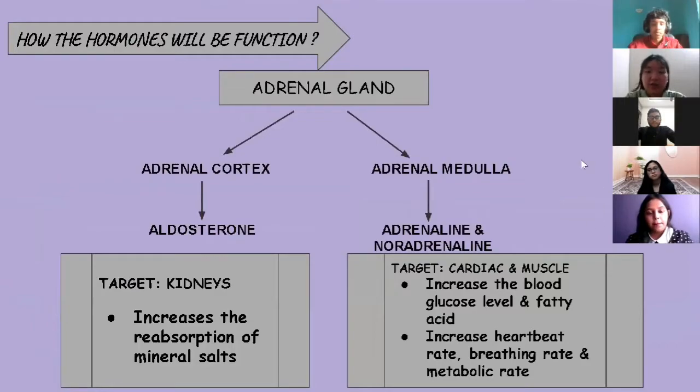the adrenal cortex will release aldosterone to increase the reabsorption of mineral salt at the kidney. However, the adrenal medulla will release adrenaline and noradrenaline to increase the blood glucose level and fatty acid. It also helps to increase heartbeat rate, breathing rate, and metabolic rate at cardiac and muscle. For next slide.